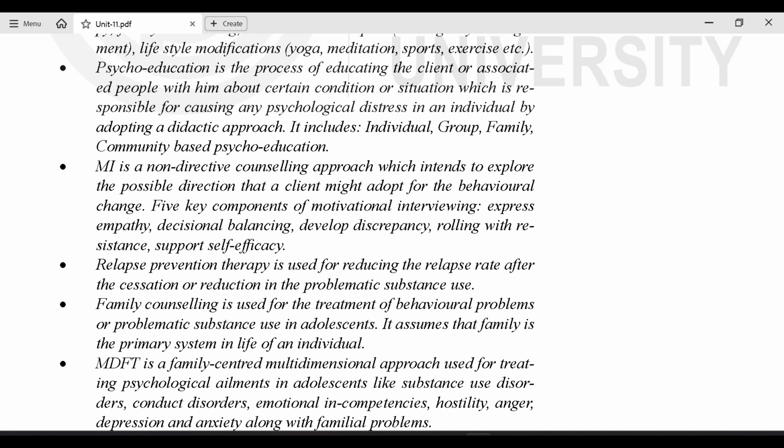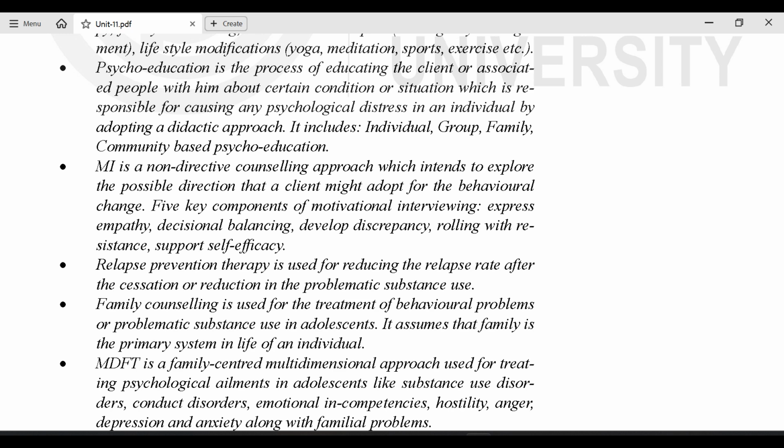Relapse prevention therapy is used for reducing the relapse rate after the cessation or reduction in the problematic substance use. Family counseling is used for the treatment of behavioral problems or problematic substance use in adolescents. It assumes that family is the primary system in the life of an individual.